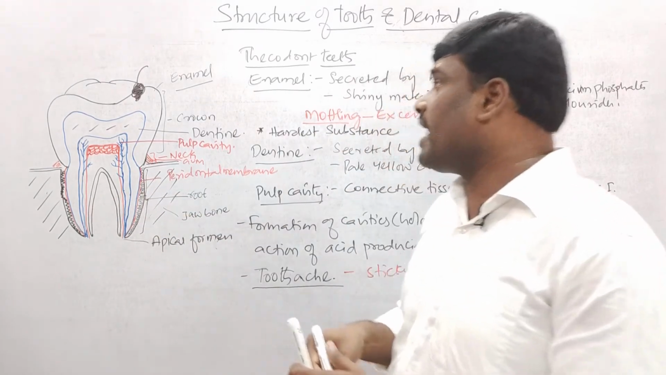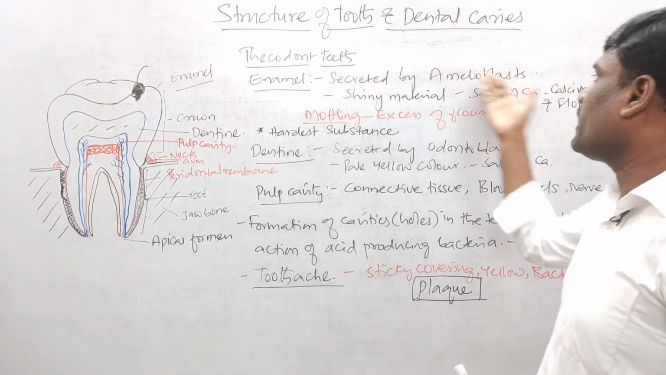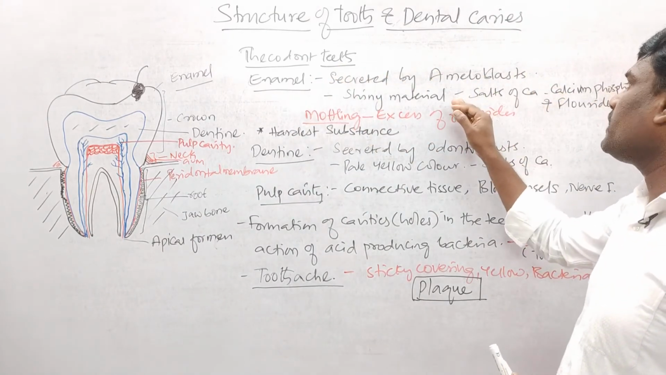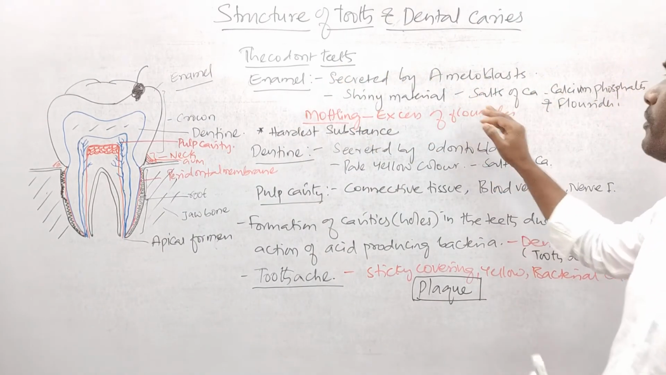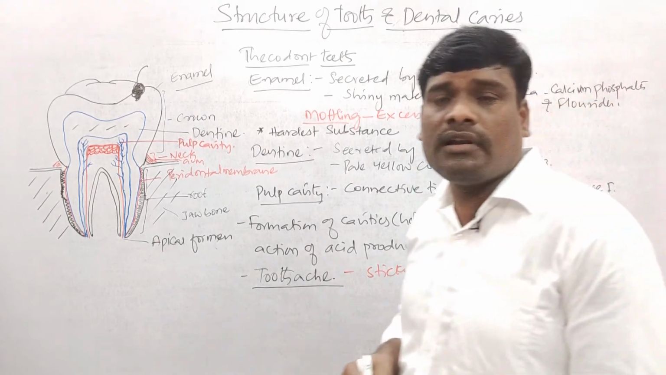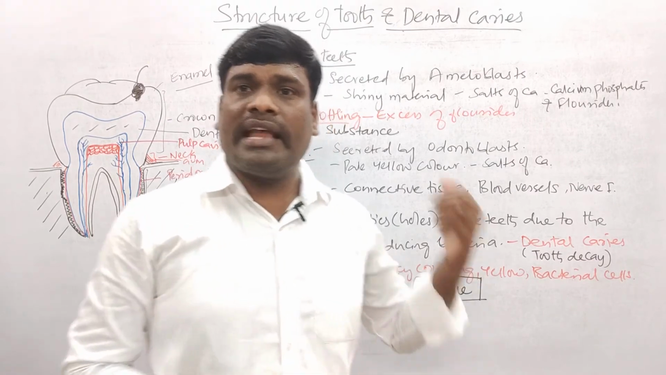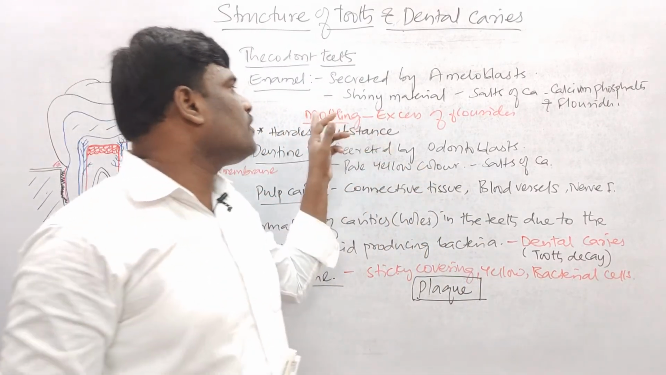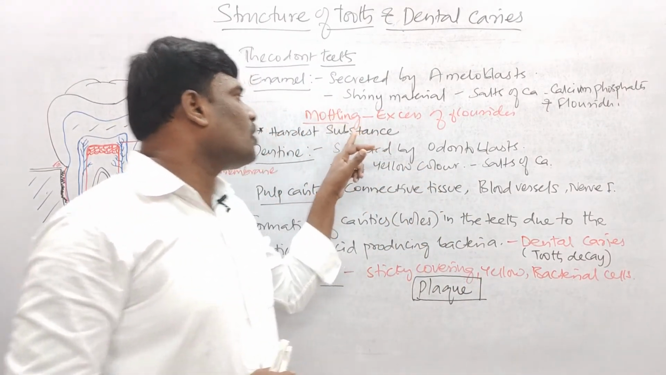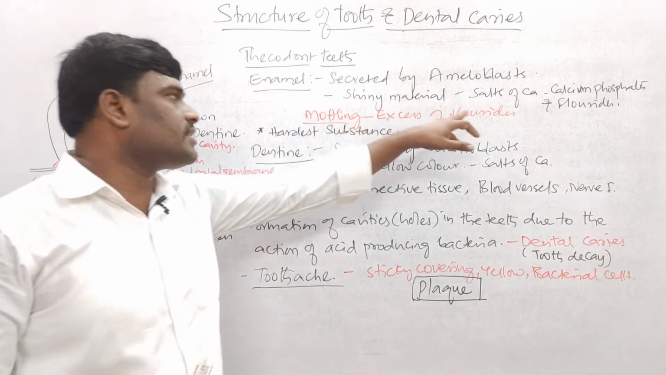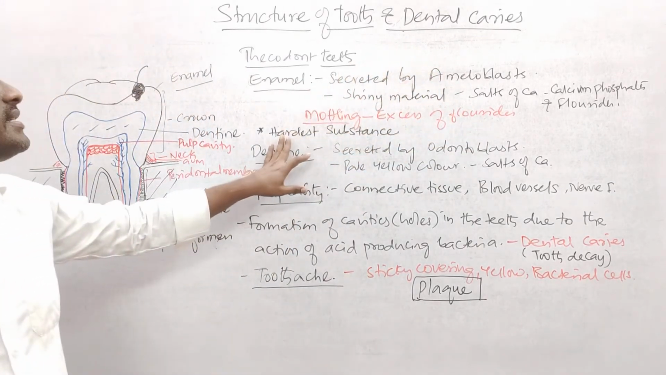Okay, so this enamel is secreted by ameloblasts. It is a shiny material, which is made up of salts of calcium, children, and fluorides. Excess of fluorides damages the enamel, and that condition we call mottling. And enamel is the hardest substance.